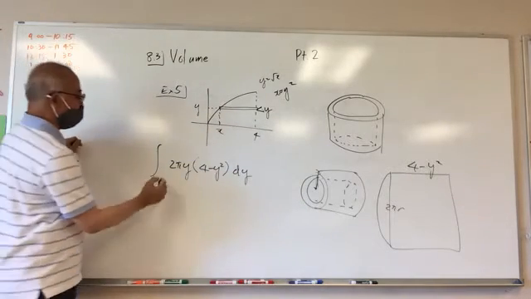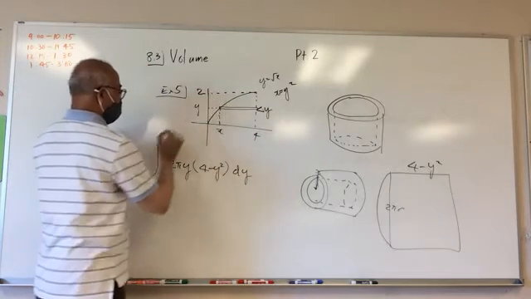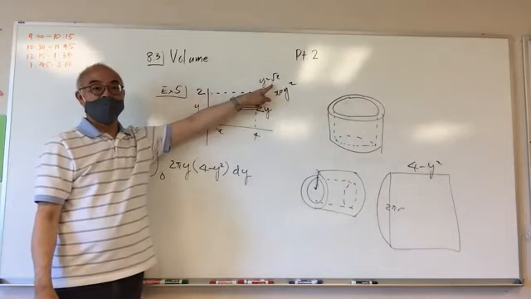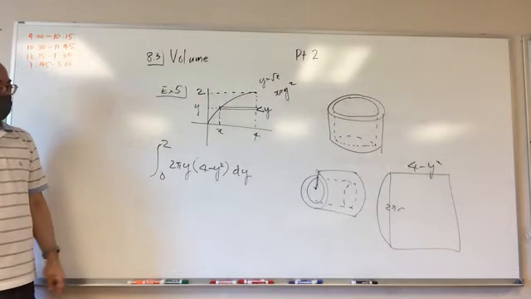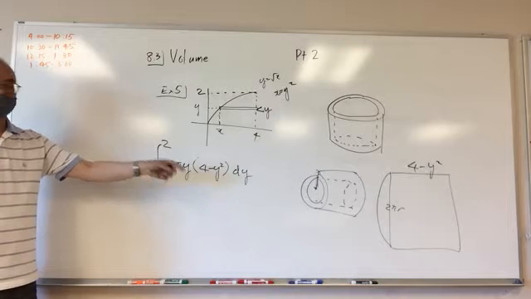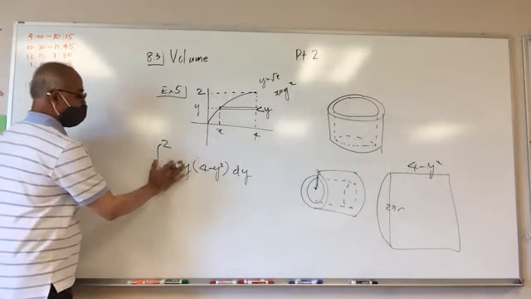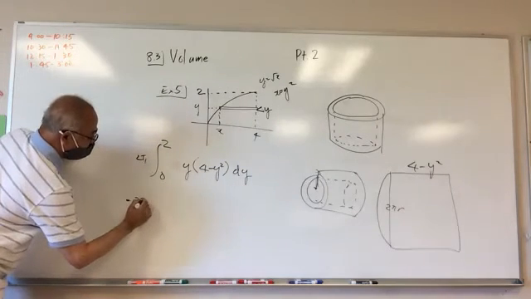And y is going to go from 0 to 2, because when x is equal to 4, y is equal to 2. Are we good? Once you set it up, the rest is easy. Pull the 2 pi out. 2 pi.